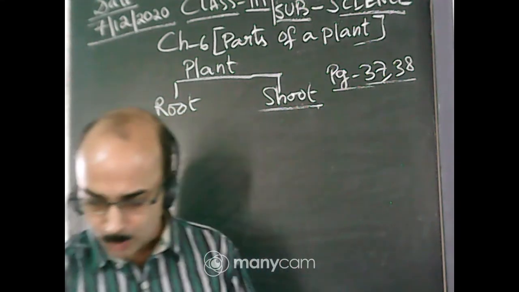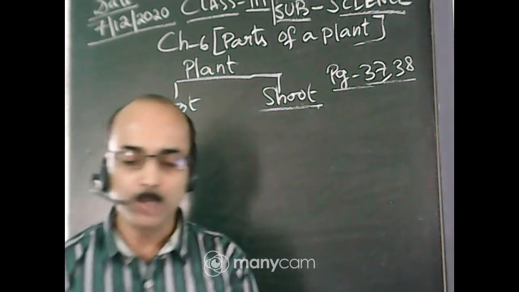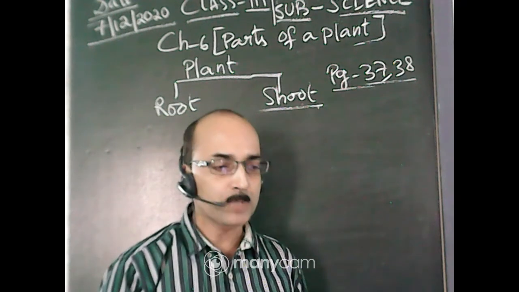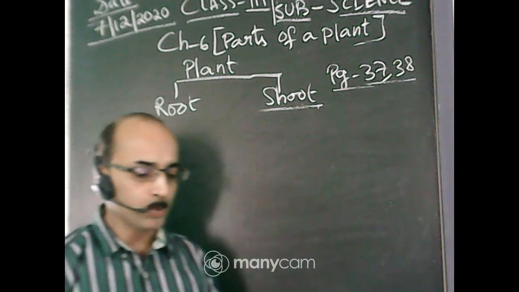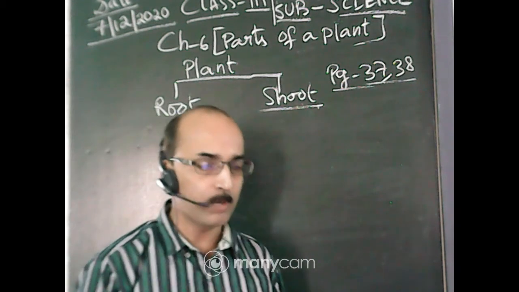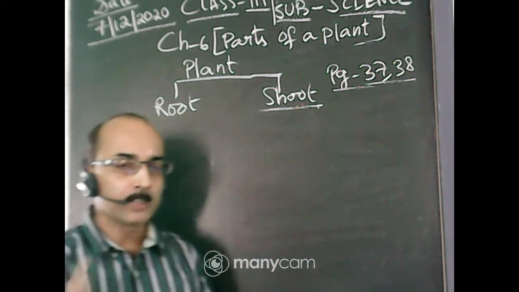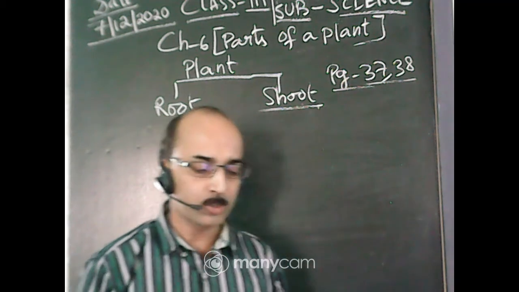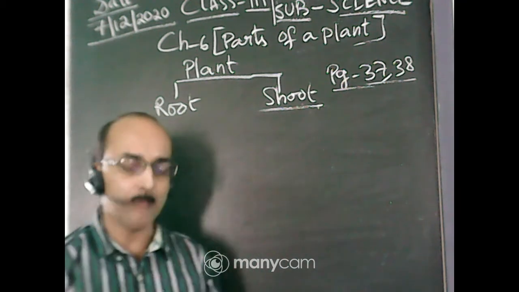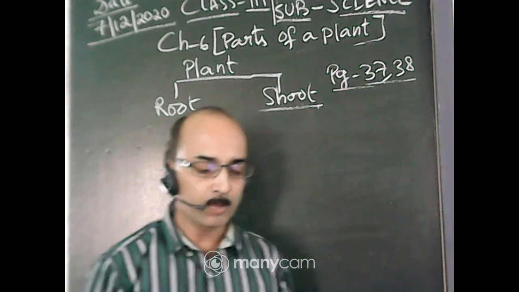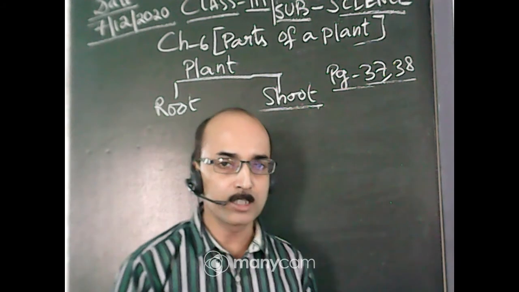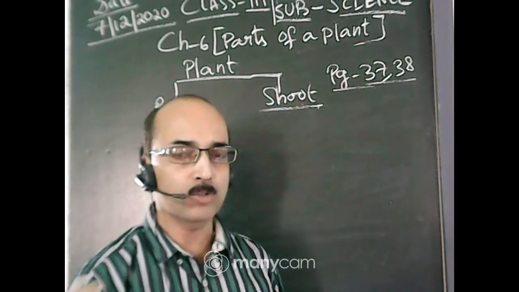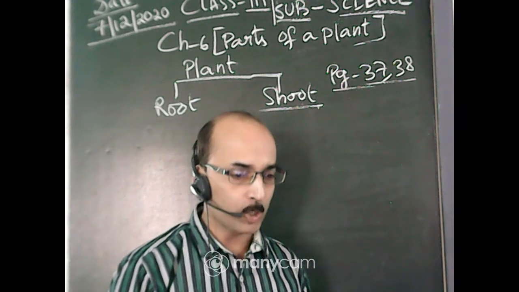We have also seen there are different types of roots. Two types of roots are there: taproot and fibrous root. Then we have learned the functions of the root. Root holds the plant firmly in the soil. Root absorbs water and minerals. Roots of some plants store extra food. We eat these roots as food, for example carrot, radish, turnip, sweet potato.